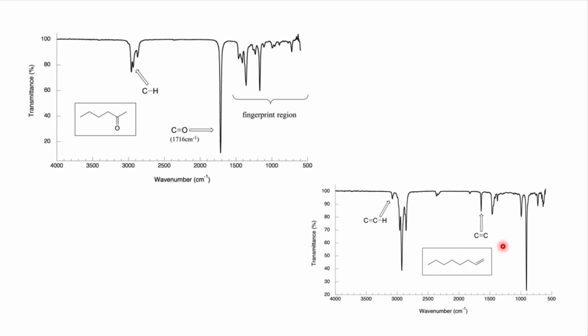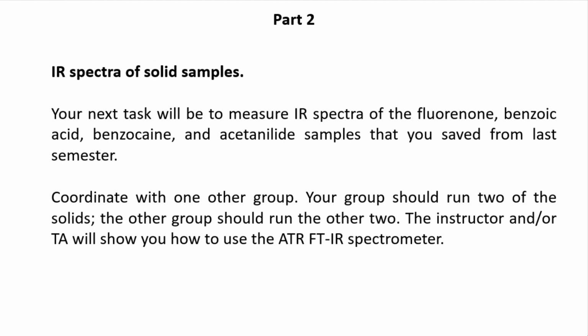So we are looking at part two, where you have your own sample that you want to run. Coordinate with one other group. Your group should run two of the solids. You are going to be presented with samples that you run the IR spectrum of, and then based on the data, you identify the unknown.